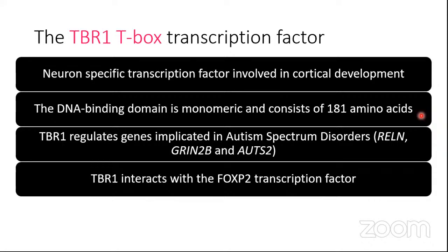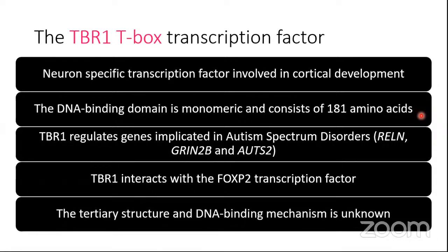Another thing that's interesting about the protein is that it interacts with the FOXP2 transcription factor, which is the first gene product that has been associated with human speech and language. So aberrant molecular interactions between TBR1 and proteins like FOXP2 could explain why there are speech disorders in neurodevelopmental disorders like autism. There's no crystal structure for the TBR1 T-box, and the DNA binding mechanism is unknown.